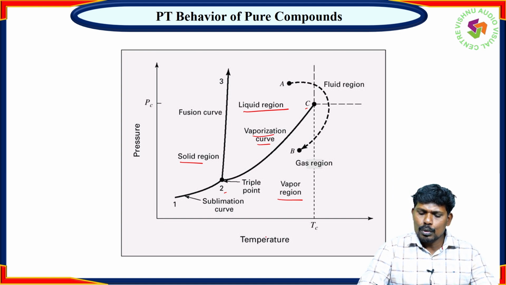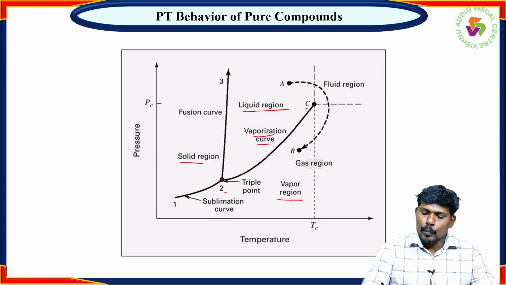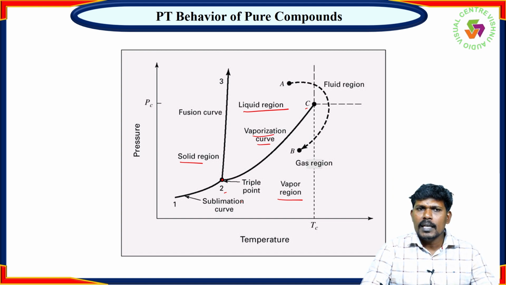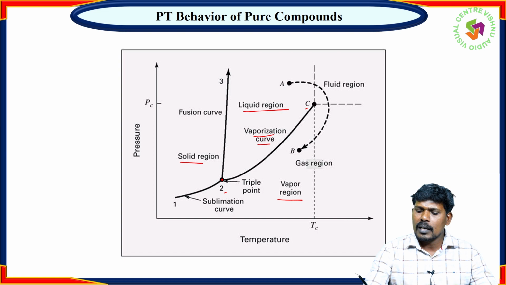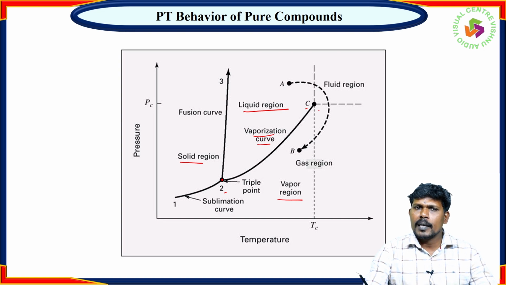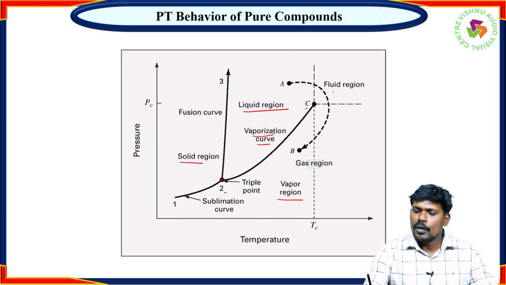The lines 1 to 2, 2 to 3 and 2 to C, these three lines meet at one point. This is called the triple point. At this point, the solid, liquid and vapor are all in equilibrium. The temperature and pressure at the triple point are called the triple point temperature and triple point pressure. Next, at the end of the vaporization curve is C, which is noted as the critical point. Beyond the critical point, the region is called the fluid region.